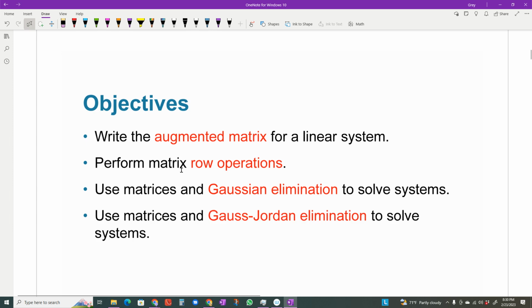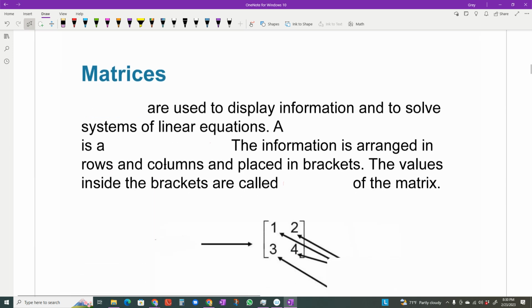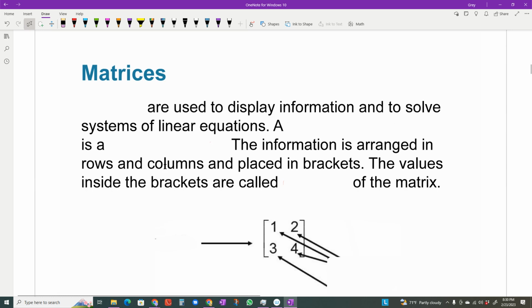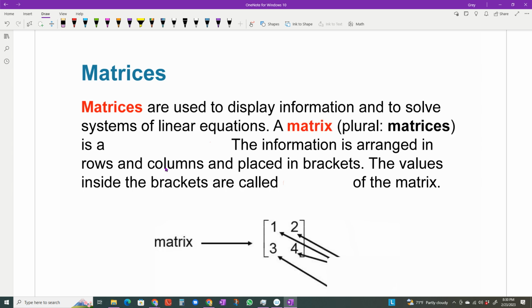So first off, let's refresh your memory on what a matrix is. Matrices are used to display information and solve systems of linear equations. A matrix, plural matrices, is a rectangular array of numbers, which is what we have right down here. It just means that you have rows and columns.